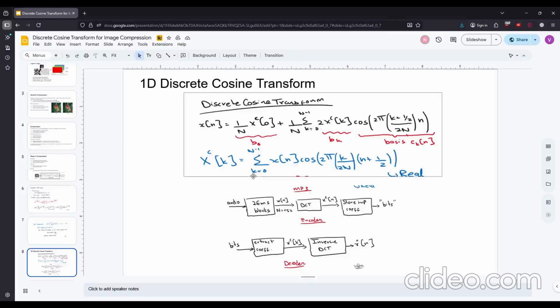For image compression, we use the discrete cosine transform over the discrete Fourier transform. For the discrete cosine transform, we express the signal as shown below. The 1D discrete cosine transform converts a finite sequence of real numbers into a sum of cosine functions oscillating at different frequencies. Lower k values correspond to lower frequencies, higher k values correspond to higher frequencies. The first coefficient, k equal to 0, represents the average DC component. The coefficients x_c[n] are real values.